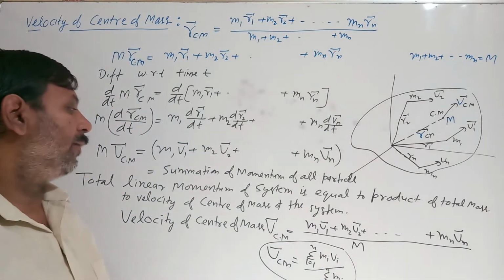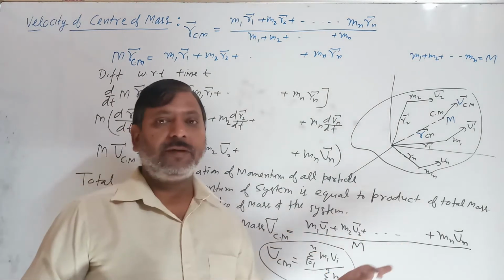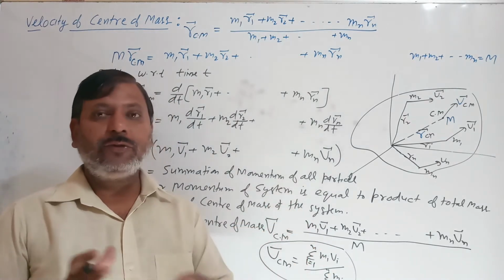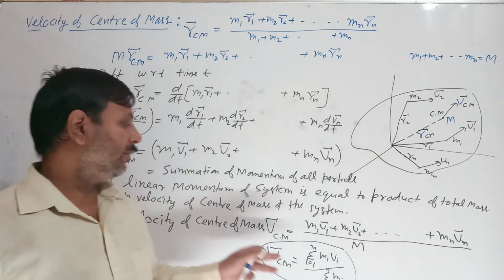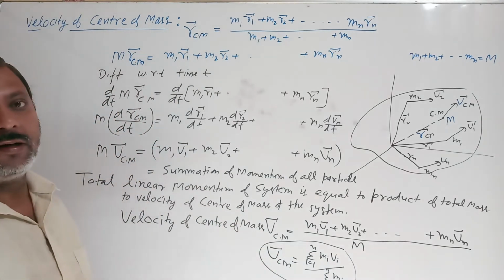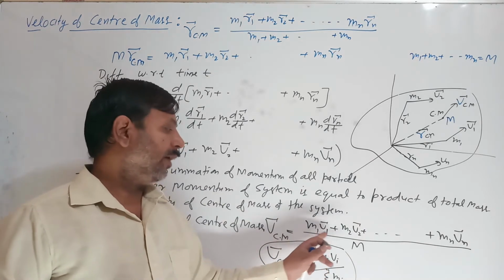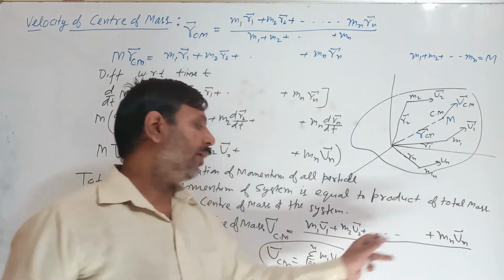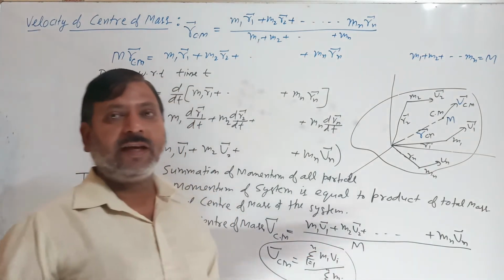If you want to find the velocity of center of mass of a system, it is the summation of the product of mass and individual velocity divided by total mass. By this formula we can find the velocity of center of mass. So remember, vcm is equal to m1 v1 plus m2 v2 plus mn vn divided by total mass m1 plus m2 plus mn, that is M.